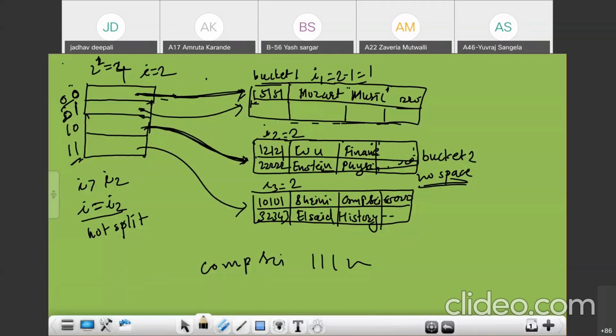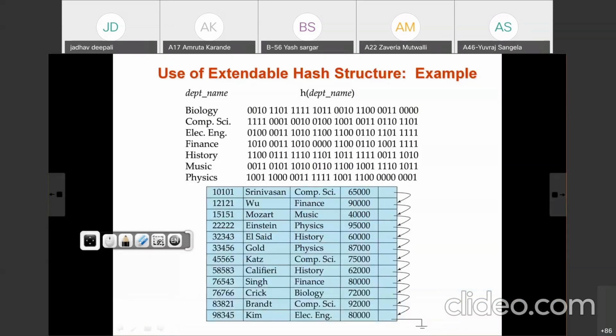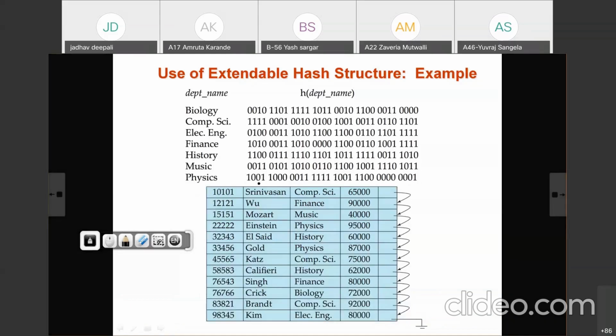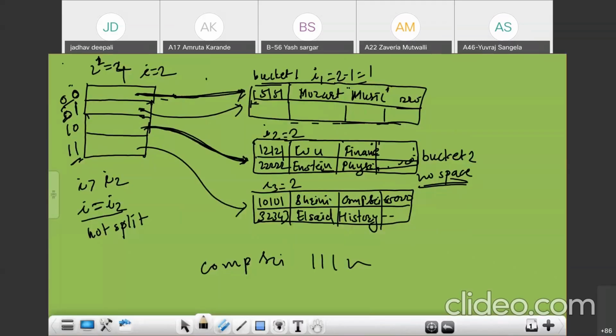Now the next one. What is the next? Again physics. Correct? Physics starts with 1, 0. Follow the pointer. Is there space? Yes or no? There is no space. Can we split the bucket? See, physics starts with 1, 0. So is there space in this bucket to insert the value of physics? Yes or no?